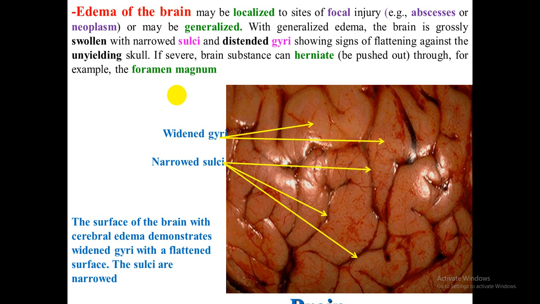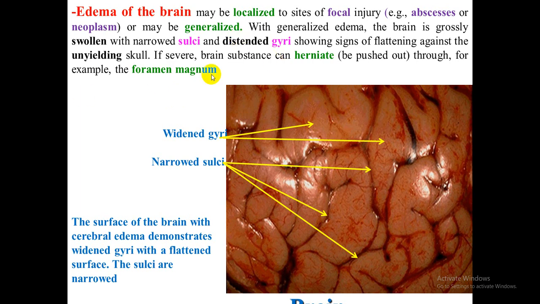and flattening against the underlying skull. Flattening being due to distension of the cerebral tissue against the overlying skull bone. If it is severe, the brain substance or the brain tissue may be herniated through the foramen magnum, and this is considered a life-threatening stage and may lead to death.